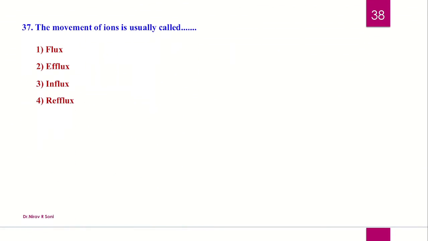The movement of ions is usually called flux. The movement of ions inside is called influx. The movement of ions outside is called efflux. So the movement of ions is called flux.